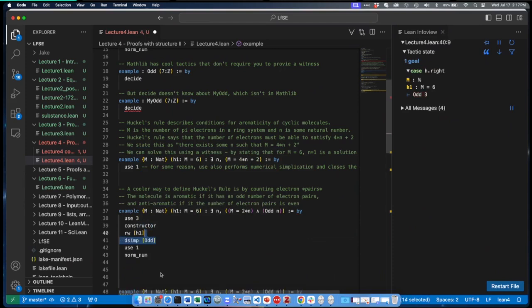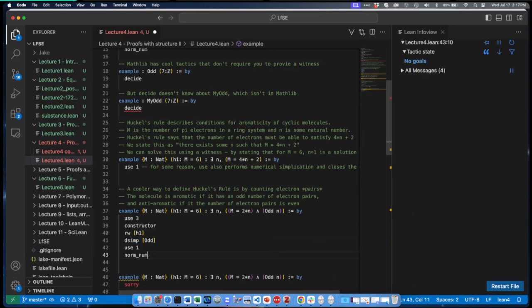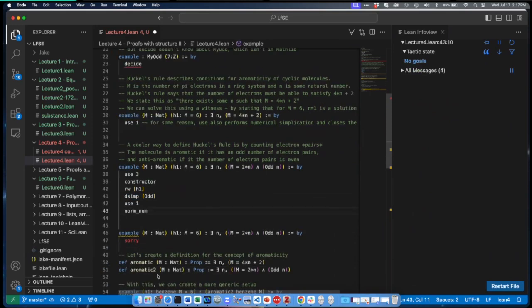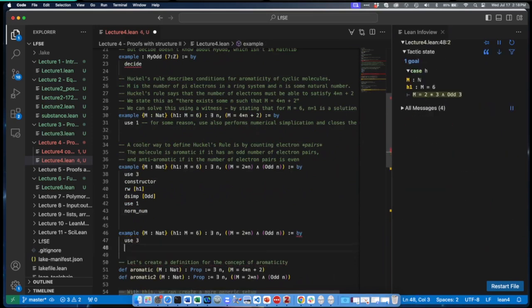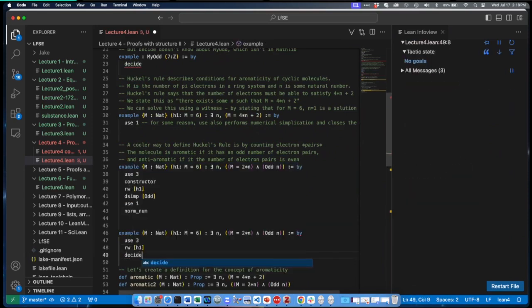Here, I'll leave the one everybody wrote together up here. I put a copy of this here so I could show a more efficient way to do this. We still have to use 3 and rewrite H1. But now decide actually works just straight away. Decide can handle the dsimp, the use 1, and the simplification all in one for this case, and the constructor. We didn't even need to do constructor because there's an and statement and other things like that.